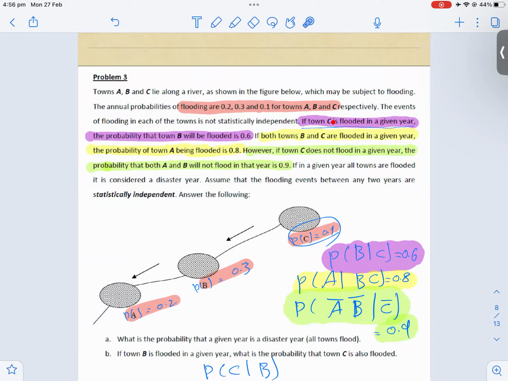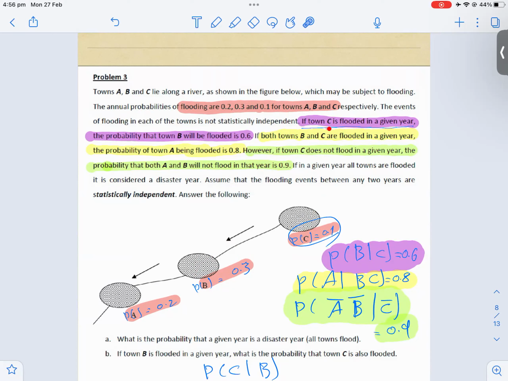One thing, if all of the cities are flooded, we will call that year a disaster year. Okay, I'm sorry. So if all of them are flooded. Now, we have some conditional probability.